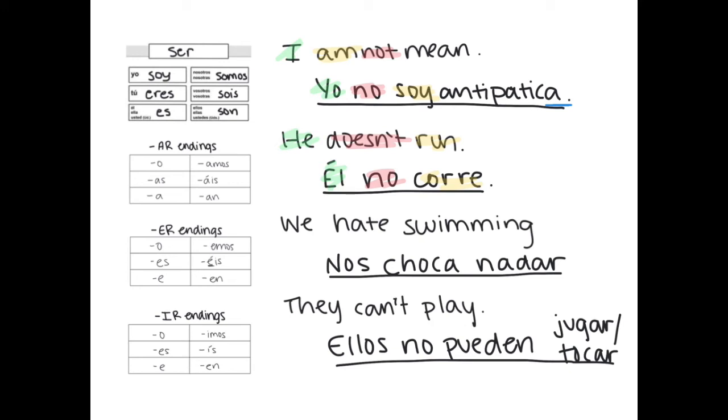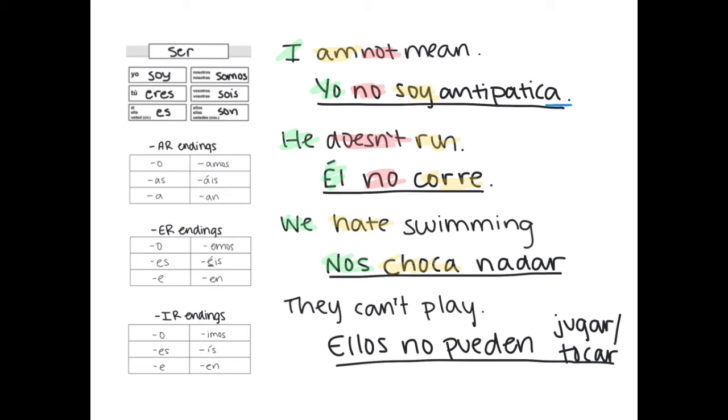So now for this next sentence, I have we hate swimming. And that sounds like it's a negative sentence because it uses the word hate. But because there's no not in it, this is technically not a negative sentence. So what you should have is nos choca nadar. So a little bit of a trick question there. So because we have our subject is we, which corresponds to nos, and then choca and hate are our verbs, and then swimming or nadar, that's the rest of the sentence.